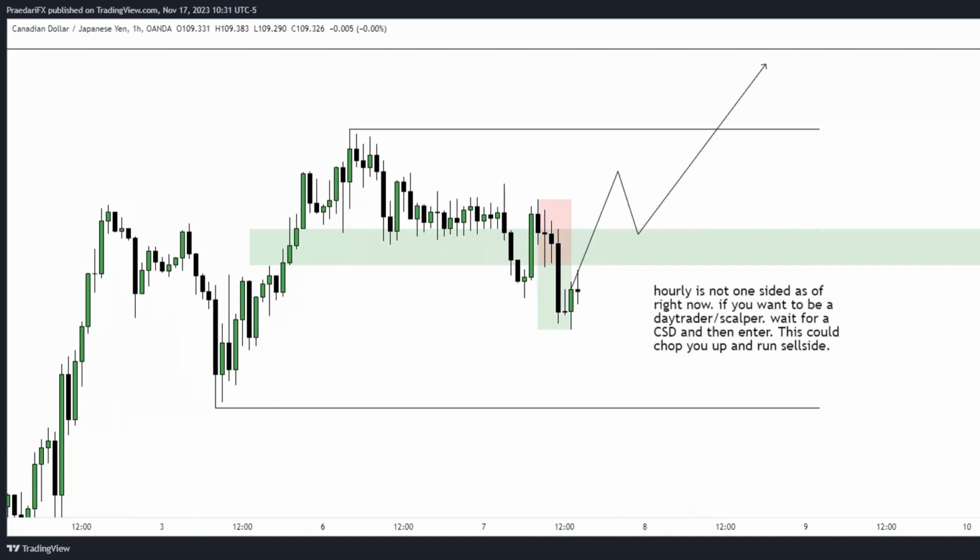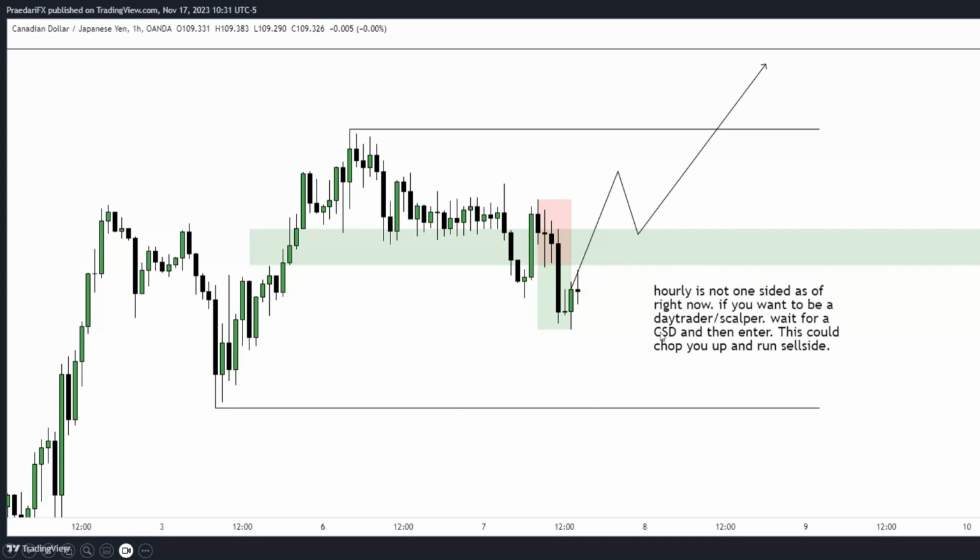For instance, I would want to see this happen before I want to enter. Why? I want to see a change in the state of delivery, which is when we trade above this bearish order block and violate this dealing range and above the 4-hour fair value gap again, and then I would be confident to go to buy, to go long on this pair again. So basically what it says over here, the hourly is not one-sided. If you want to be a day trader or scalper, wait for the change in delivery, which is this run above the order block, and then enter.